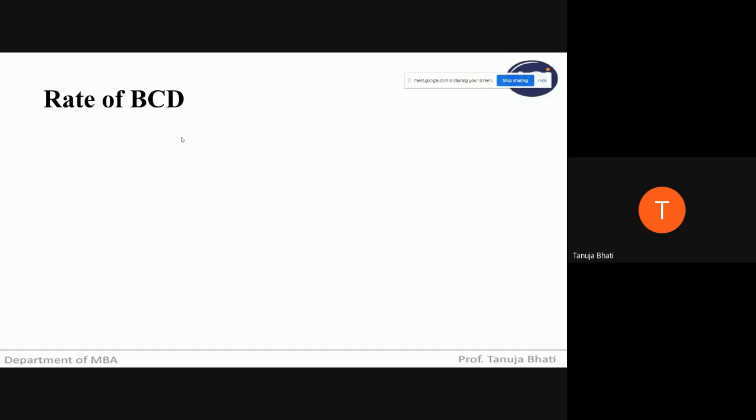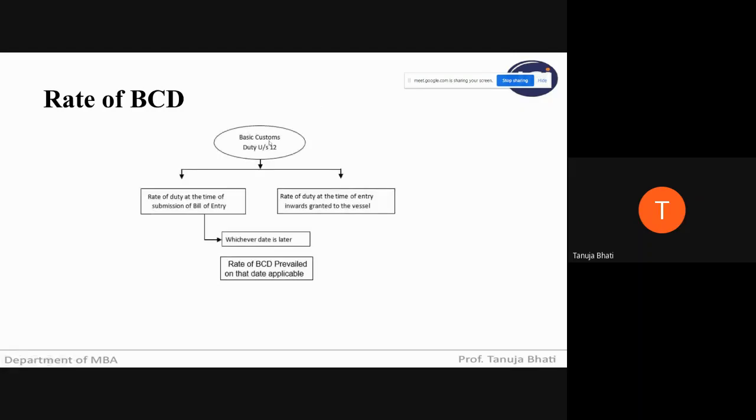This is again very, very important from the problem point of view, because in the exam they may give you 2-3 rates and then you have to identify which rate you are supposed to apply in order to calculate basic customs duty on the assessable value or the transaction value. So see here, students, basic customs duty under section 12, which we have already seen. What is basic customs duty? First you have to see the rate of duty. The rate of duty at the time of submission of the bill of entry. When you are submitting the bill of entry, what is the rate of duty?